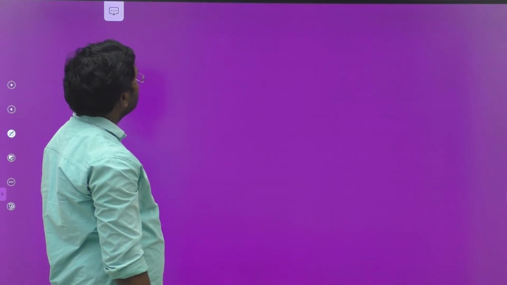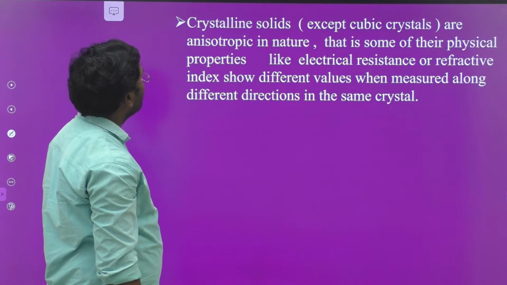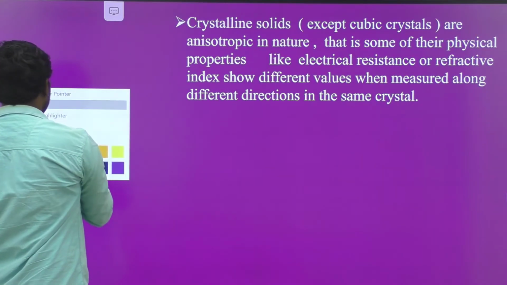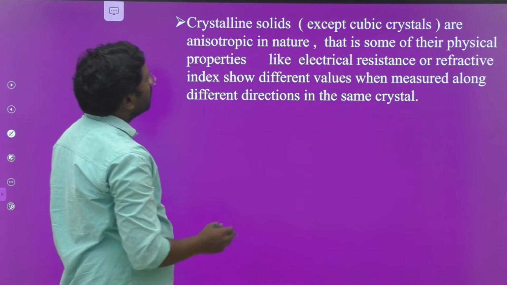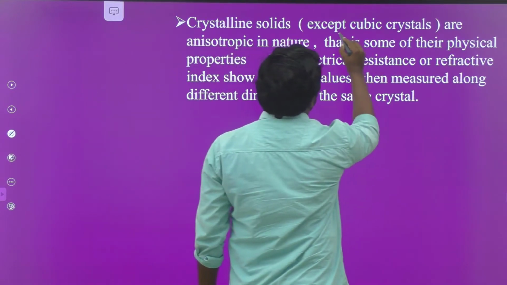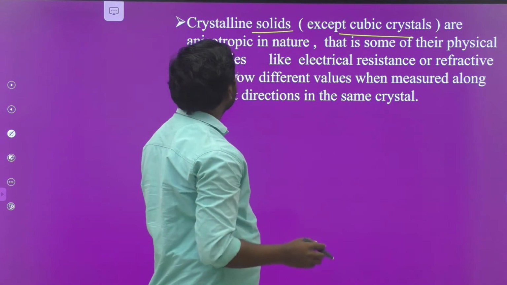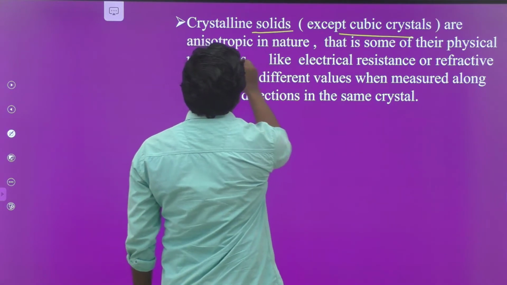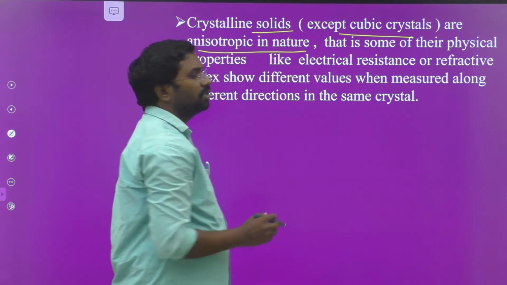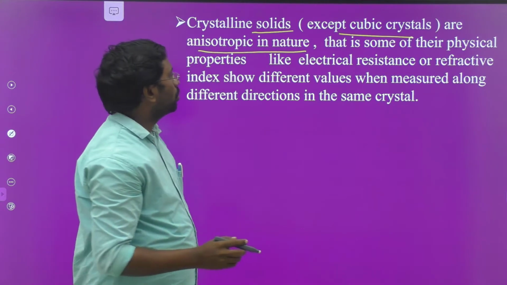And next property regarding crystalline solids. Crystalline solids, except cubic crystals, are anisotropic in nature. They are anisotropic in nature. So what is meant by anisotropic nature?